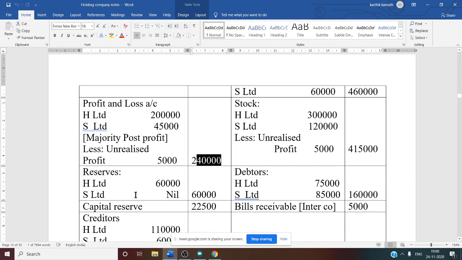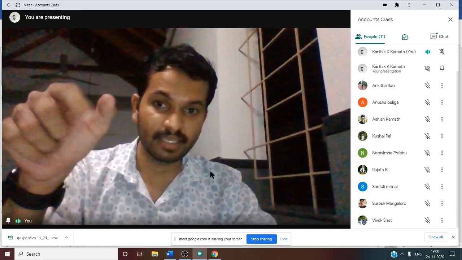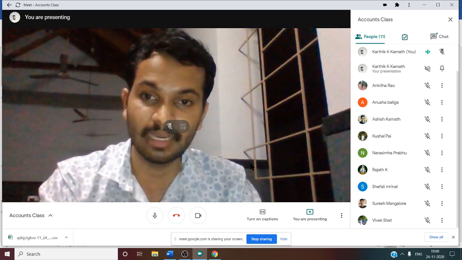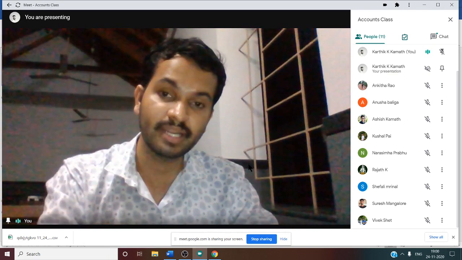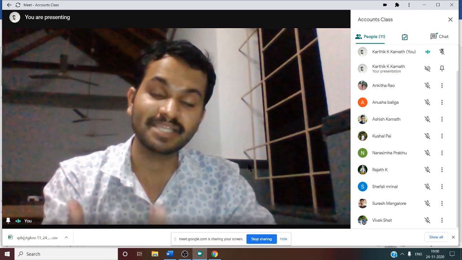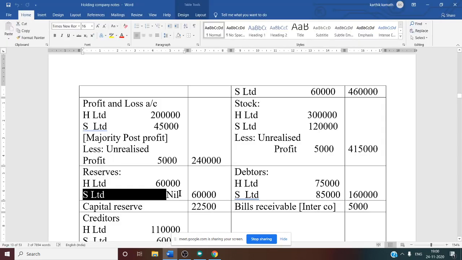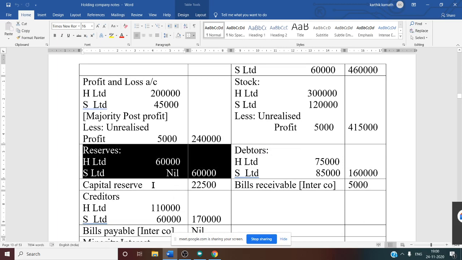Then reserve. What about reserve? The holding company reserve is 60,000. What about the subsidiary company? In this question, very important, once again, post-acquisition reserve is not there. That is why for the subsidiary company it is nil. But suppose in all other questions, post-acquisition reserve was there. In that case, what happens? It becomes a revenue reserve. Whenever there is a revenue reserve, you have to show it in the consolidated balance sheet. But in this question, it is not there. That is why nil. So 60,000 and nil, your amount will be 60,000. So that is the reserves total.